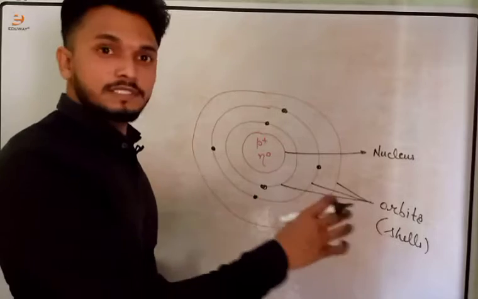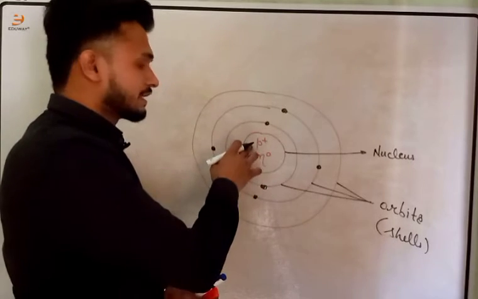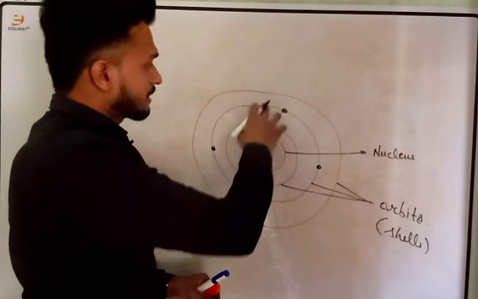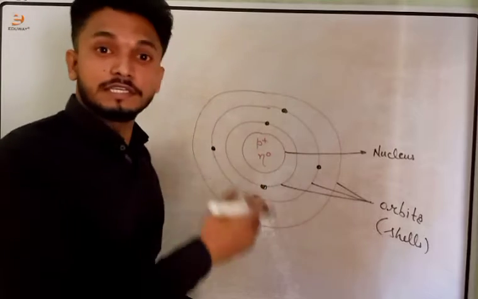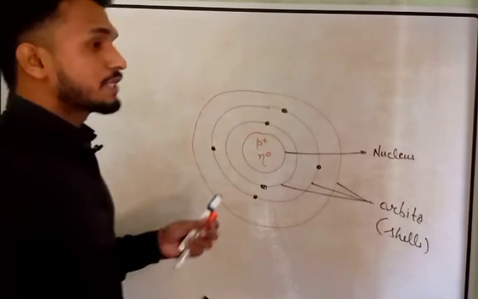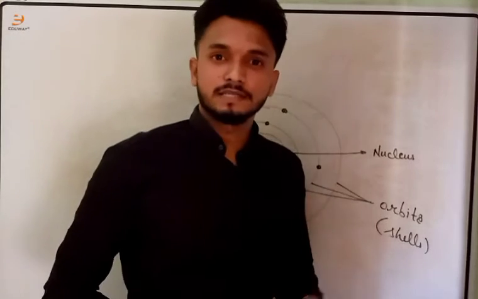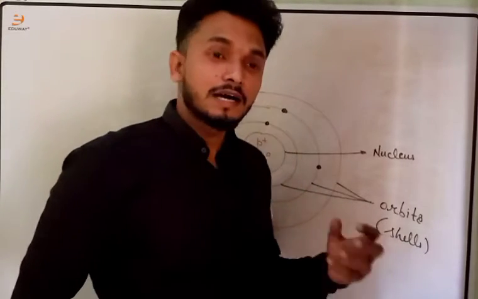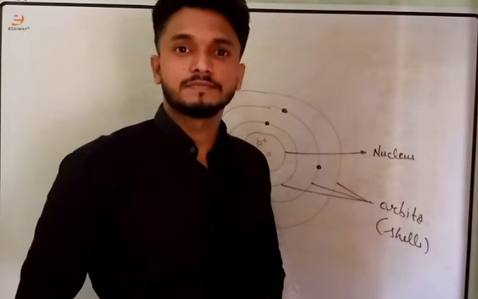So an atom consists of a nucleus. In the nucleus there are protons and neutrons, and electrons revolve around the nucleus in their respective orbits. Here electrons, protons and neutrons are subatomic particles, meaning they are contained in the atoms.